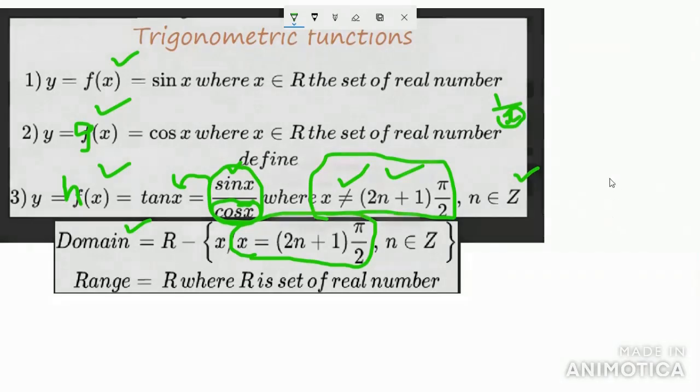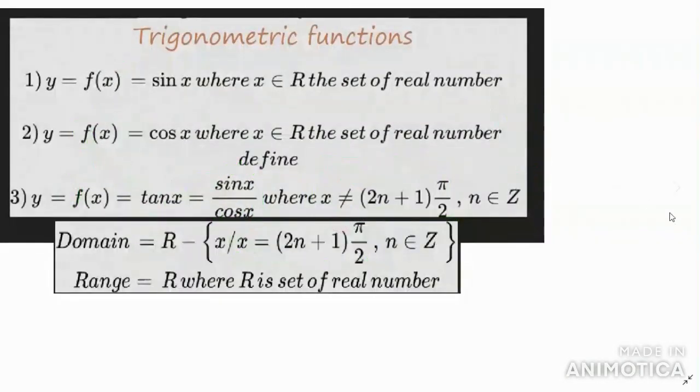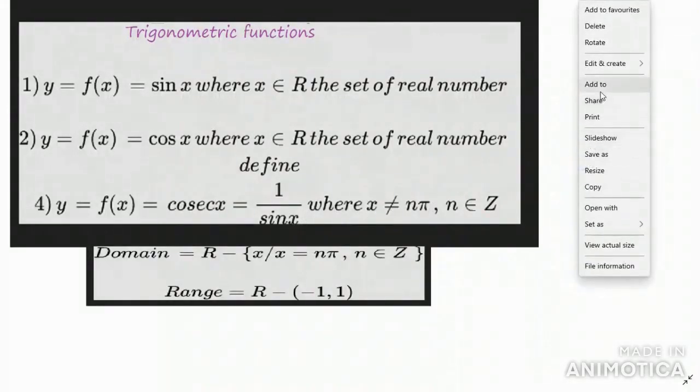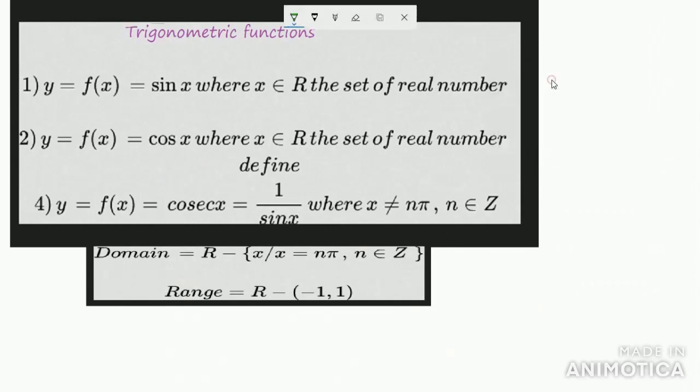Similarly, we can go through the other functions. Now take cosec x and define it like this: cosec x equals 1 by sin x, where x is not equal to n pi. Here we have to take x such that x is not equal to n pi, because sin x is 0 when x equals n pi. Whenever x equals n pi, sin x becomes 0 and 1 by sin x is not defined.